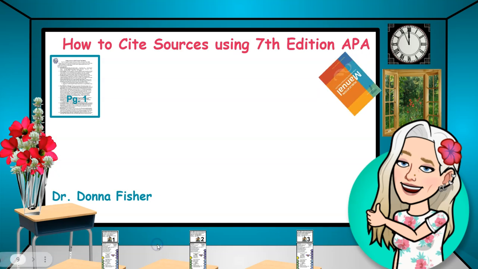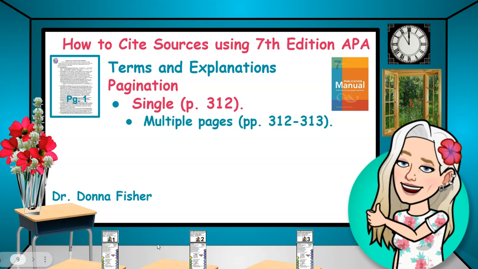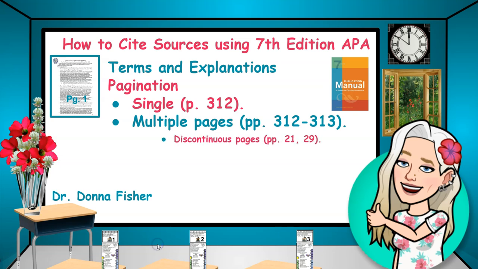Pagination. To indicate a single page number, use the abbreviation p. For example, p. 312. To indicate multiple pages, use the abbreviation pp. and separate the page range with an en dash. For example, pp. 312-313. To indicate discontinuous pages, use a comma between the page numbers. For example, here we have pp. 21, 29.